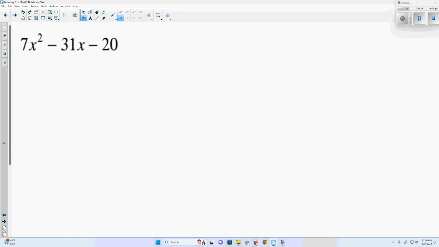What we're looking at today is more factoring. But this time, the number in front of x squared is not going to always be 1. So when we look at this first one here, 7x squared minus 31x minus 20. Again, first thing we need to look for is a greatest common factor. And if we look between these three terms, there actually is not a greatest common factor. So we can move on to our two sets of parentheses with 3 spaces.